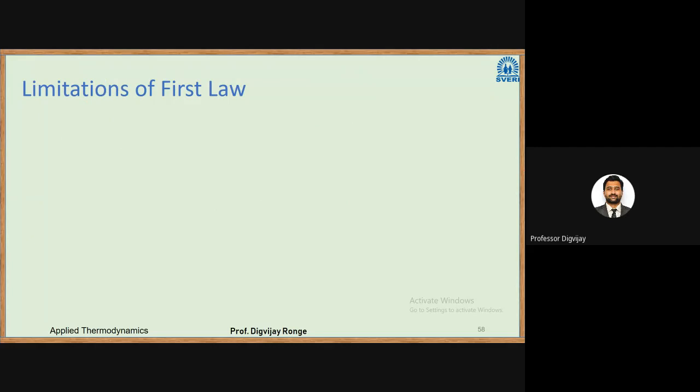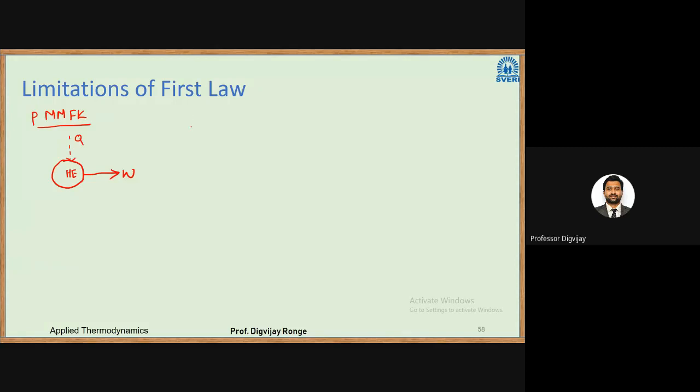Okay. Now, what are the limitations of first law? So this is a very important topic here. It all starts with the PMMFK, perpetual motion machine of first kind. What is a perpetual motion machine of first kind? Suppose there is a heat engine. It will perform work without any energy input. So this is a perpetual motion machine of first kind.